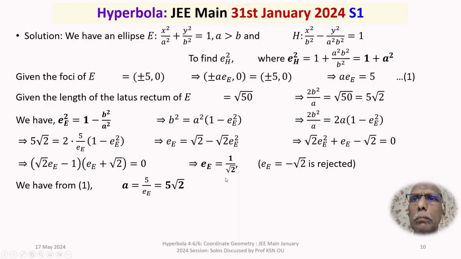So the question is over now. Let's call back our hyperbola. H is x square by b square minus y square by a square b square is equal to 1.